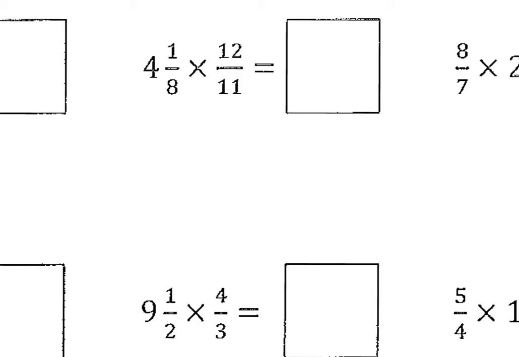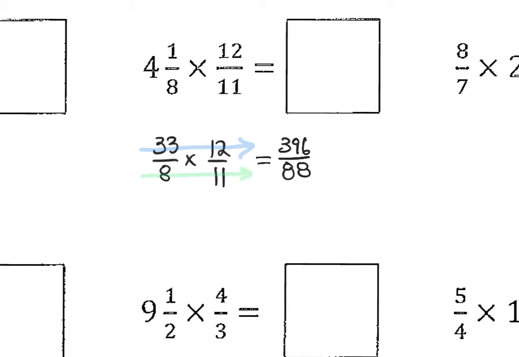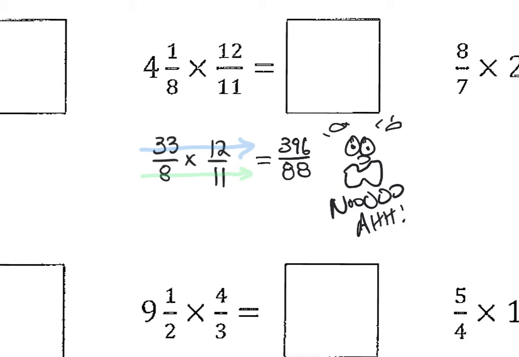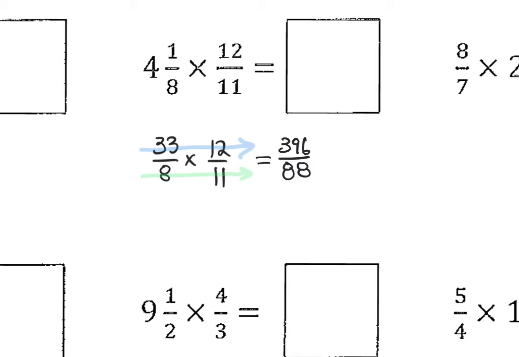Here's another difficult problem on our practice sheet. 4 1/8 is 33/8. I need to multiply that by 12/11. If I multiply straight across the numerators and straight across the denominators, I get 396/88. No! That problem looks really hard.